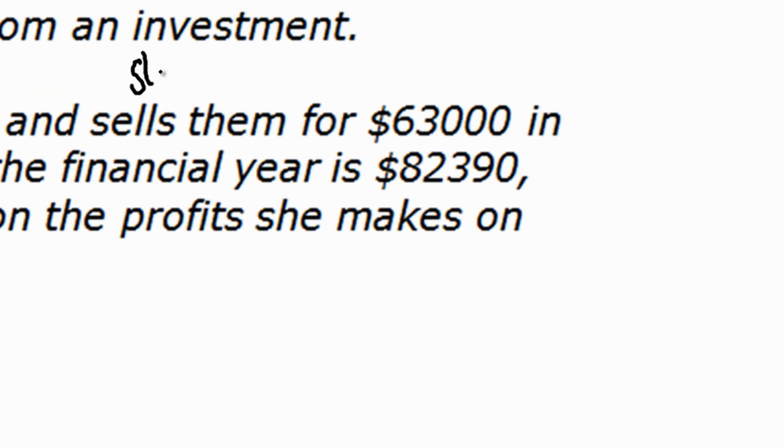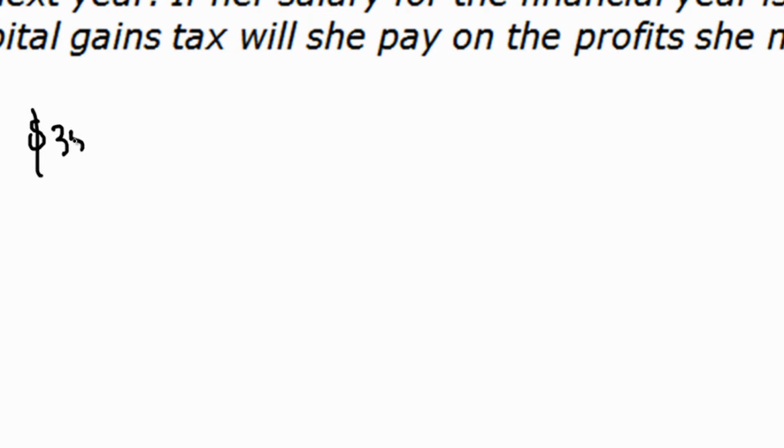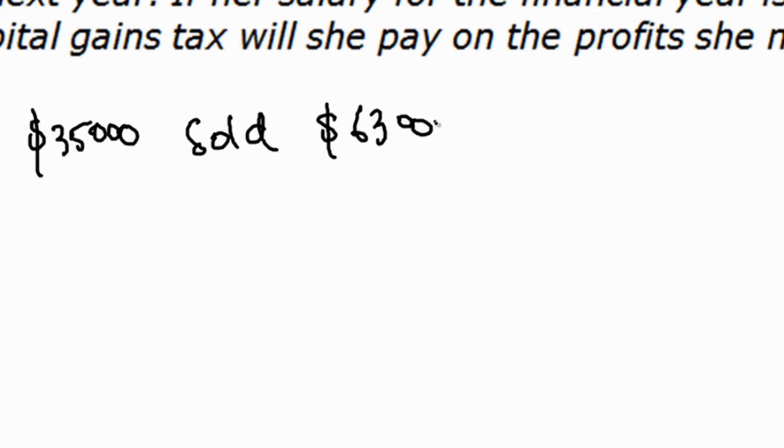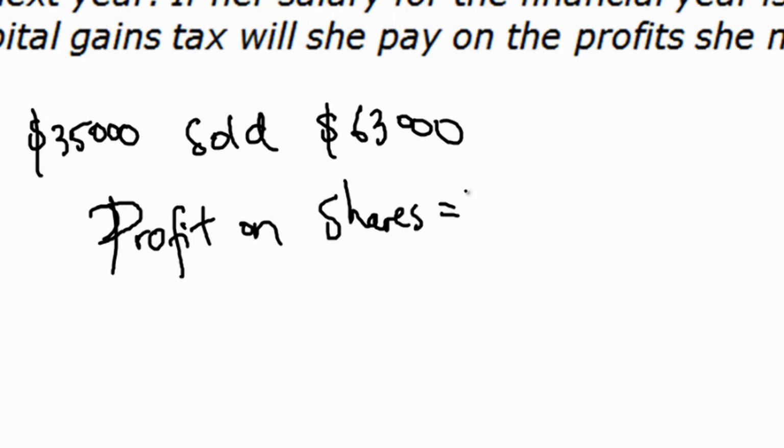Another form of tax is called Capital Gains Tax, CGT. Now this is if you make a profit when you buy and sell something like shares or investments or anything else like that. Okay, we'll just look at this example over here. It says Daisy buys shares for $35,000 in October and sells them for $63,000 in March of the next year. If the salary for the financial year is $82,390, how much capital gains tax will she pay on the profits she makes on the shares? Okay, only on the shares, because that's where capital gains is. She's already paying tax on her salary.